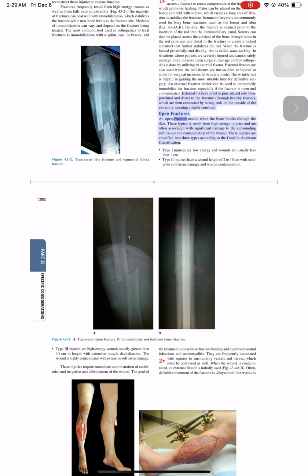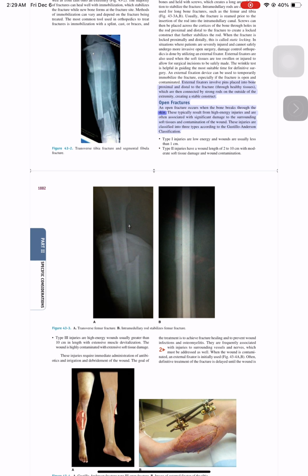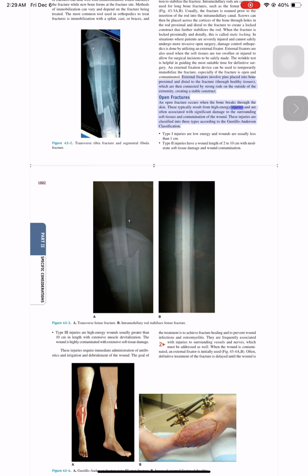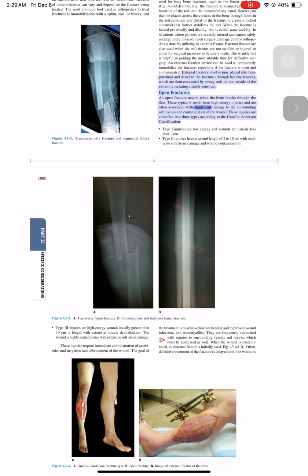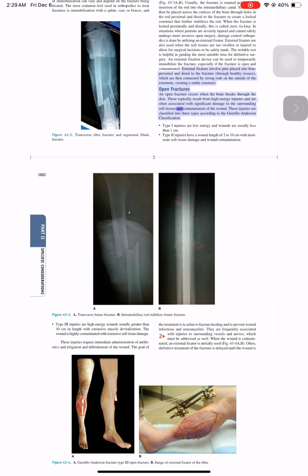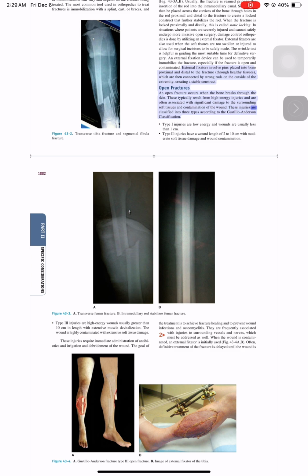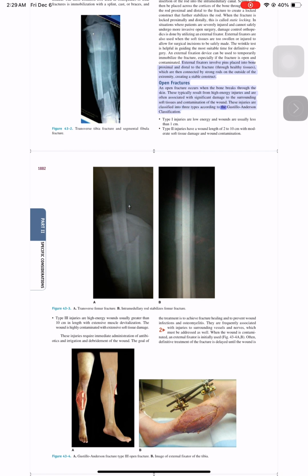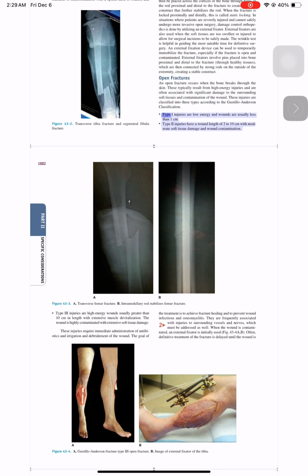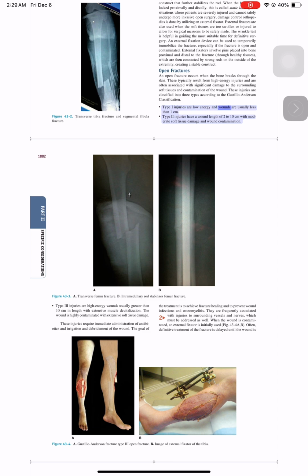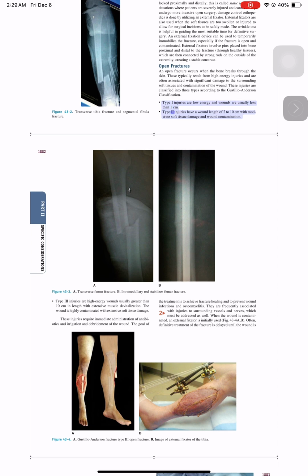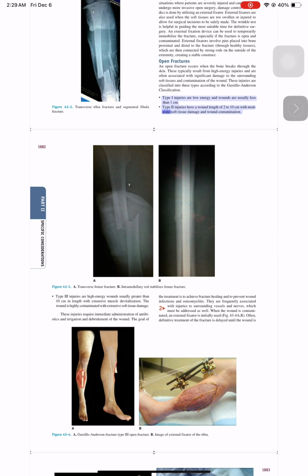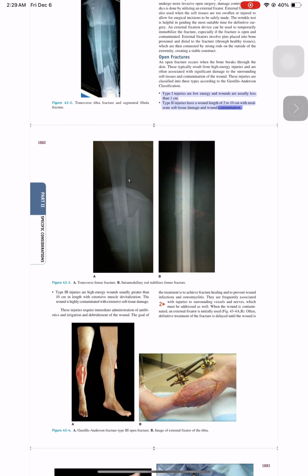Open fractures. An open fracture occurs when the bone breaks through the skin. These typically result from high energy injuries and are often associated with significant damage to the surrounding soft tissues and contamination of the wound. These injuries are classified into 3 types according to the Gustilo-Anderson classification. Type 1 injuries are low energy wounds, usually less than 1 cm. Type 2 injuries have a wound length of 2 to 10 centimeters, with moderate soft tissue damage and wound contamination.